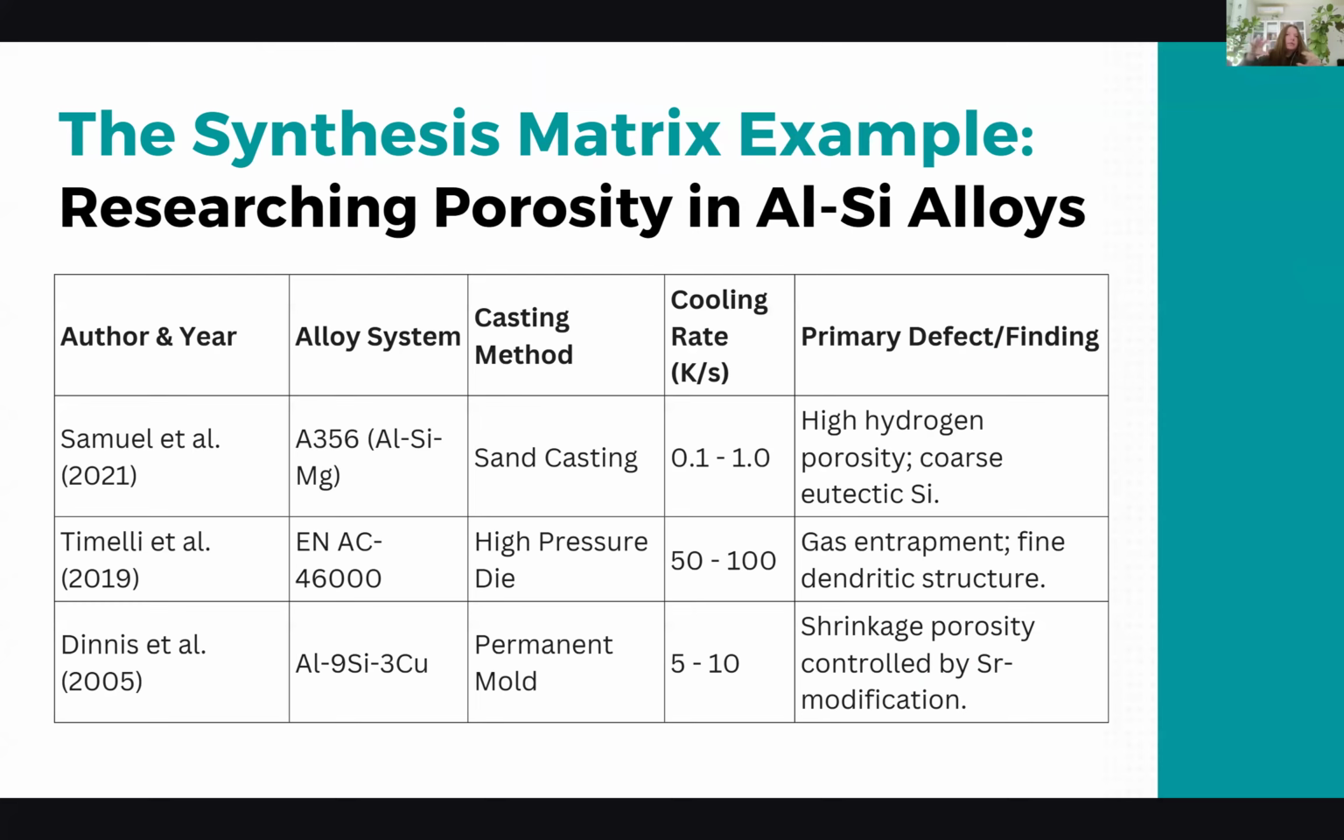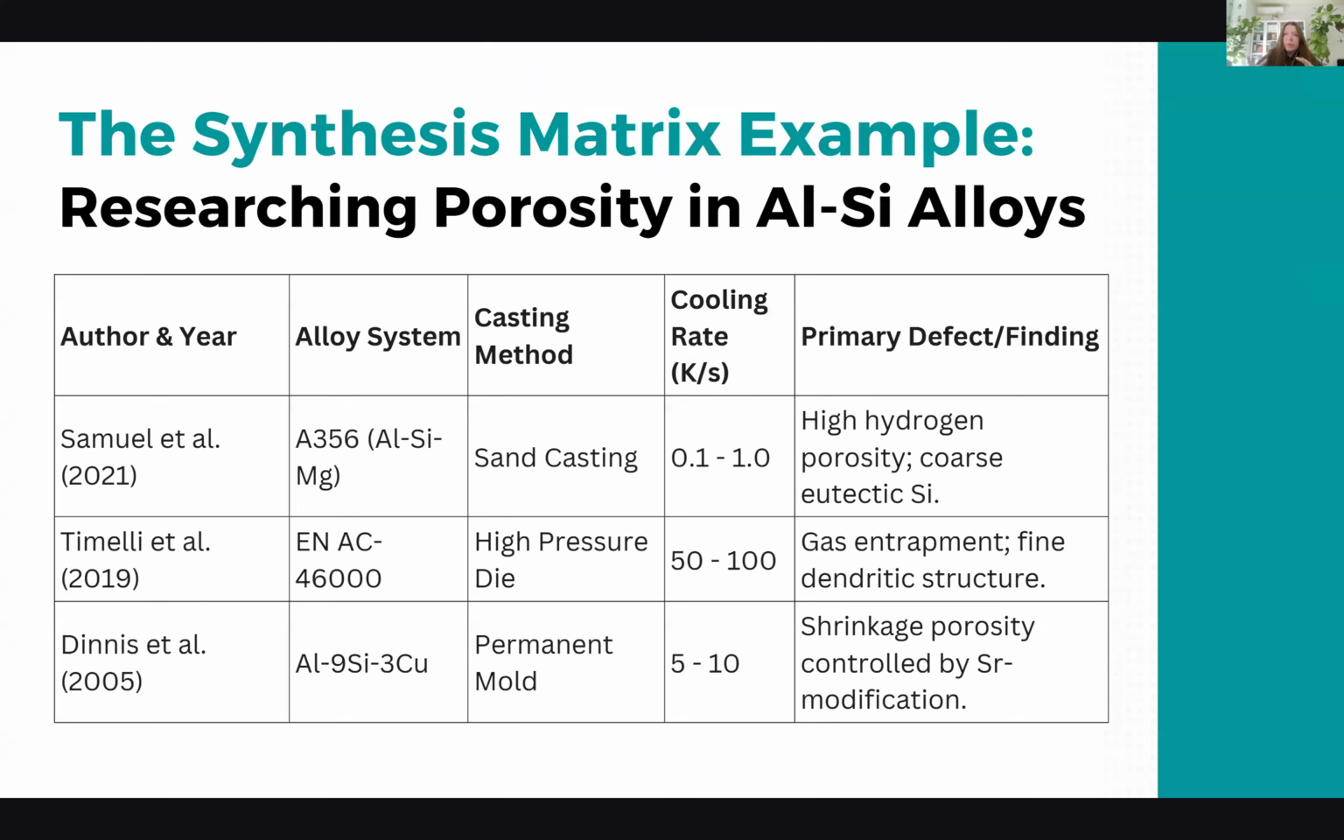And finally, as a conclusion to your literature review, you would take the data from these three sections and compare them and, for example, identify the best technological conditions for producing defect-free castings from aluminum silicon alloys. So that's one example.